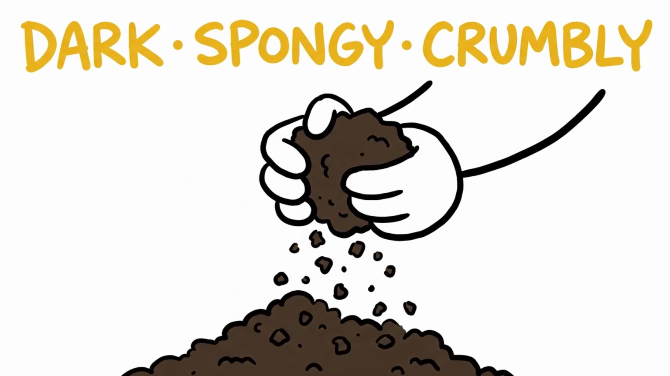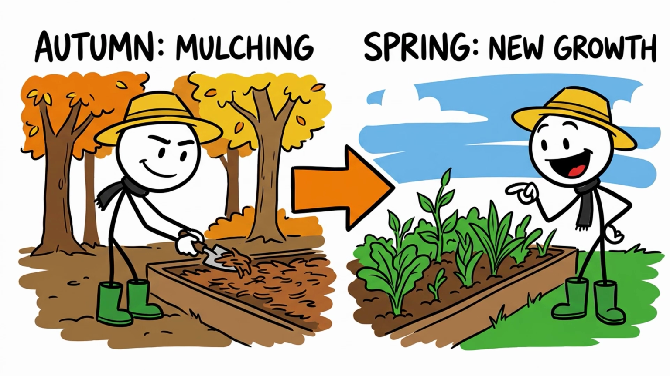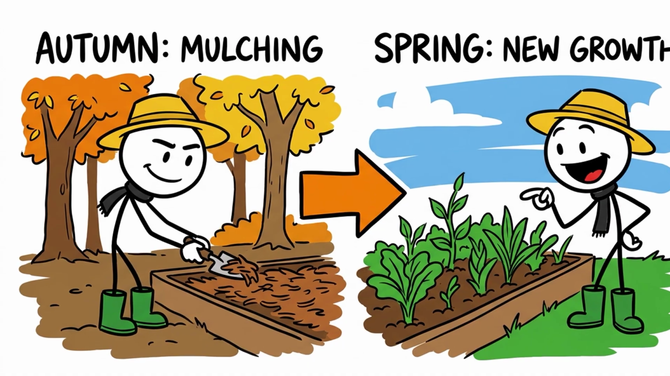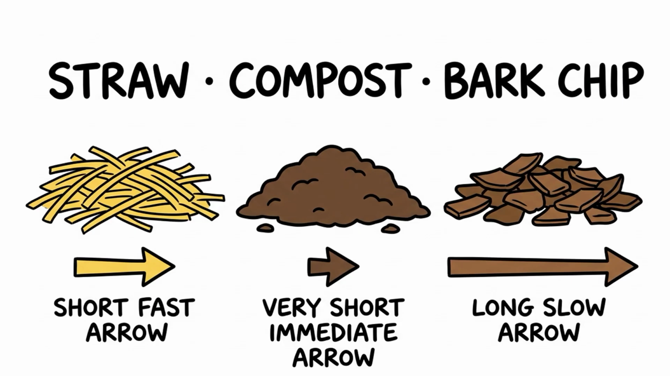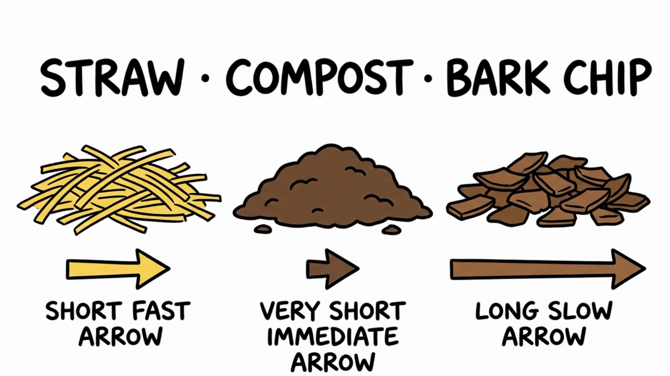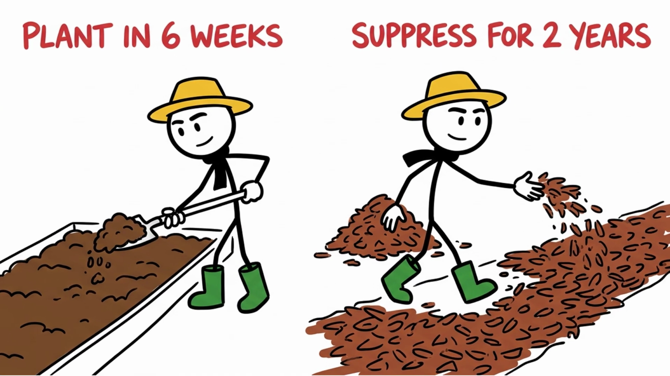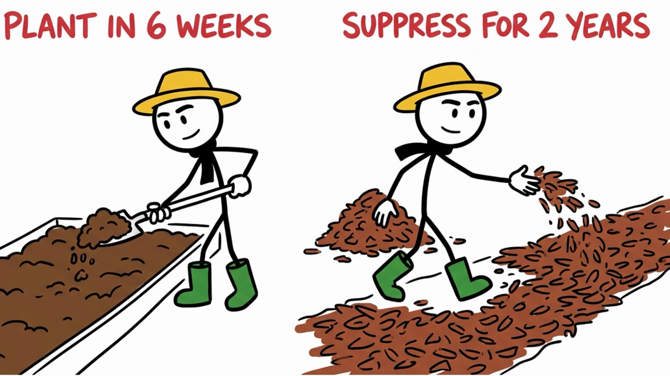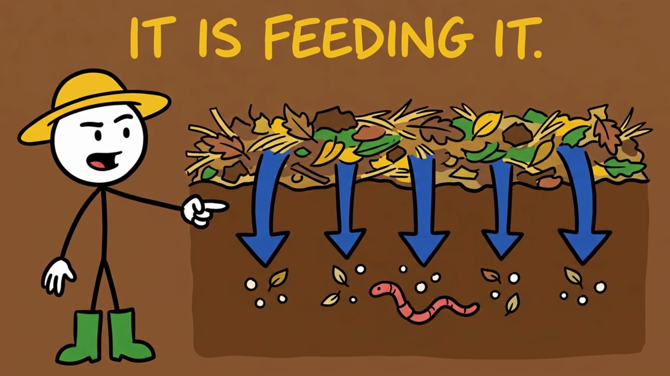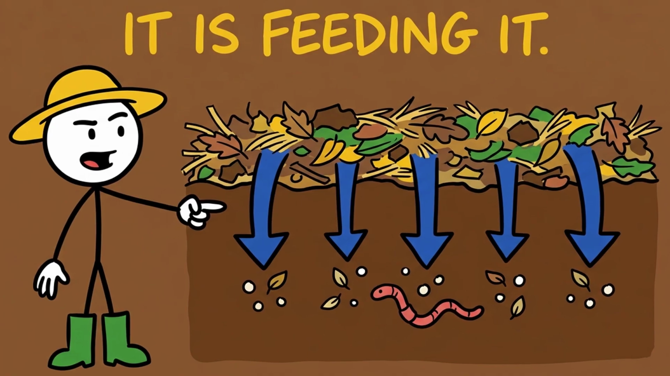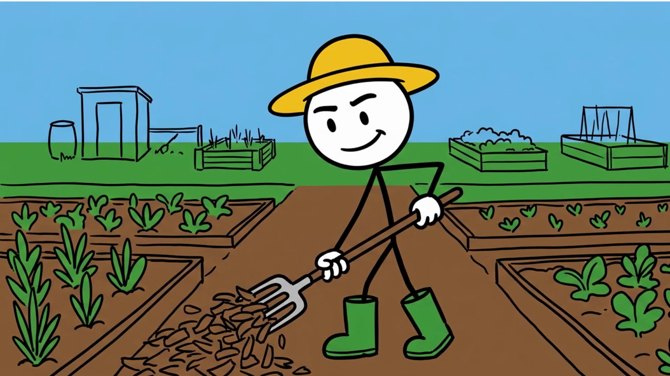Now here is the part that connects everything. Over time, mulch breaks down. Worms pull it into the soil, fungi colonize it, bacteria begin decomposing it, and as it breaks down, it adds organic matter to the top layer of soil, the very layer where most biological activity and most root feeding happens. This is why a well-mulched bed improves year on year. The mulch is not just protecting the soil, it is feeding it. It is building the spongy, dark, crumbly texture that every allotment grower is chasing. The layer you put on this autumn becomes part of the structure of the bed by next spring.